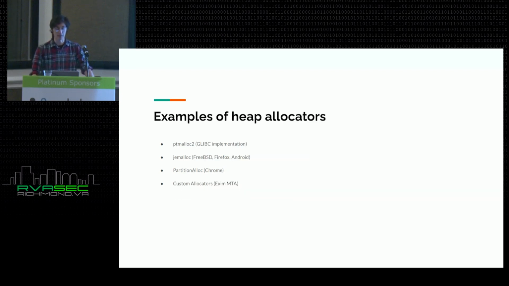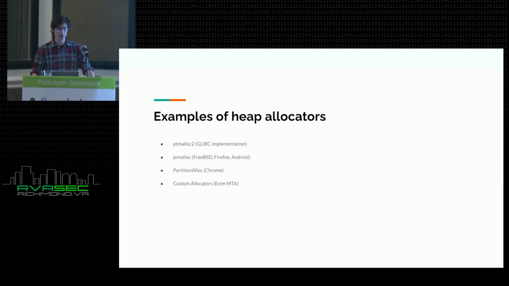Some examples of existing heap allocators. ptmalloc2 is the big one. This is the glibc, which is the GNU standard library implementation. So if you've written a program in C or C++ on Linux, this is the allocator that you will be interfacing with when you call malloc or new. Another example is jemalloc. You'll see that used in the BSDs, specifically FreeBSD. It's used in Firefox. It's used on Android. PartitionAlloc is the general purpose allocator that they use in the Chrome ecosystem.